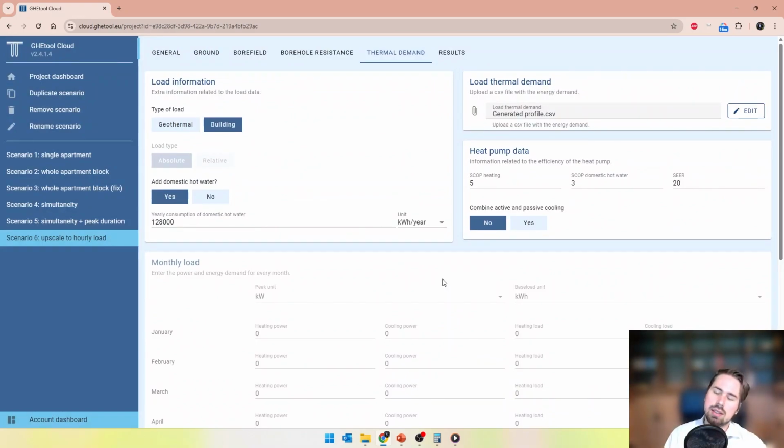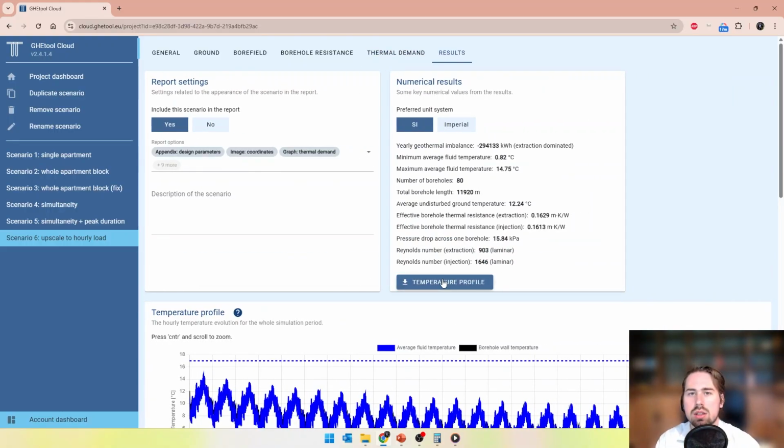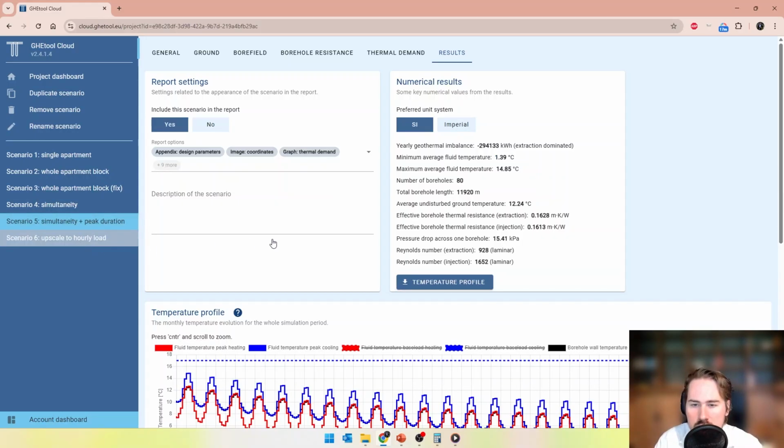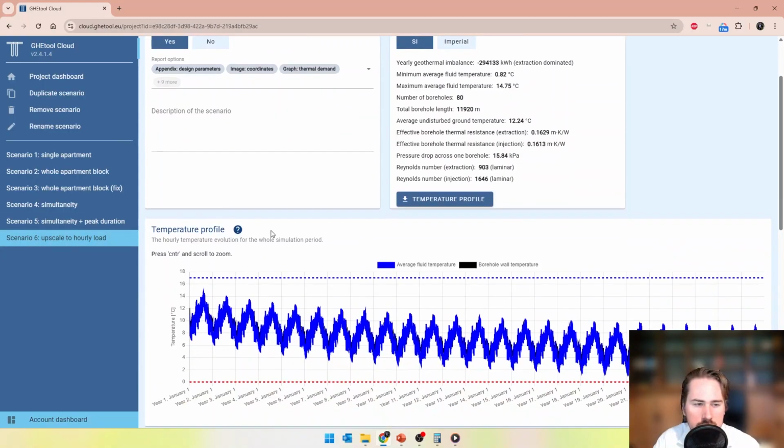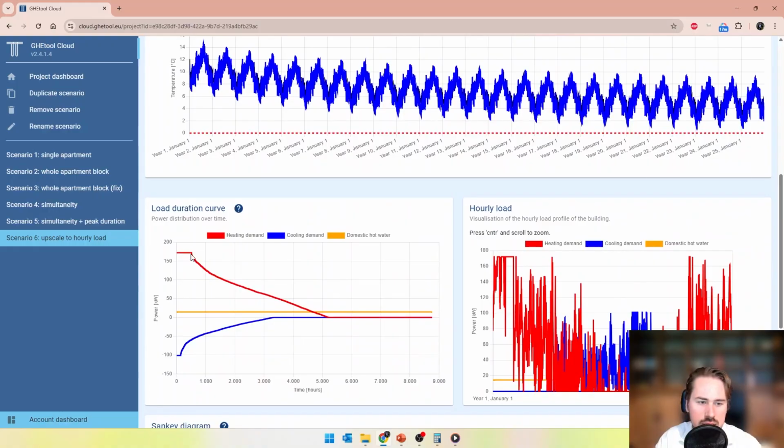So when we use this method, since we're limiting the peak power, it also automatically increases the peak duration because we're now working with hourly loads. And as you can see, we are here at 0.82 degrees, whereas before we were at 1.39. So there is quite a big difference between those two methods, and as you can see, this is the reason why. So normally you would expect your load duration curve to go steeper, but we limit it to 172 by our simultaneity, and this you can see here clearly in our hourly graph as well.